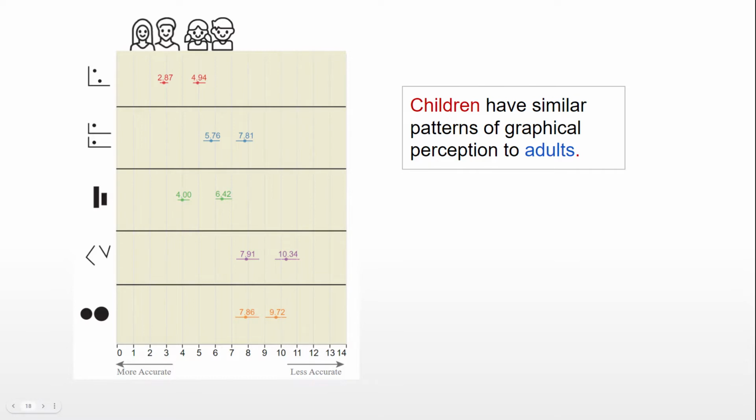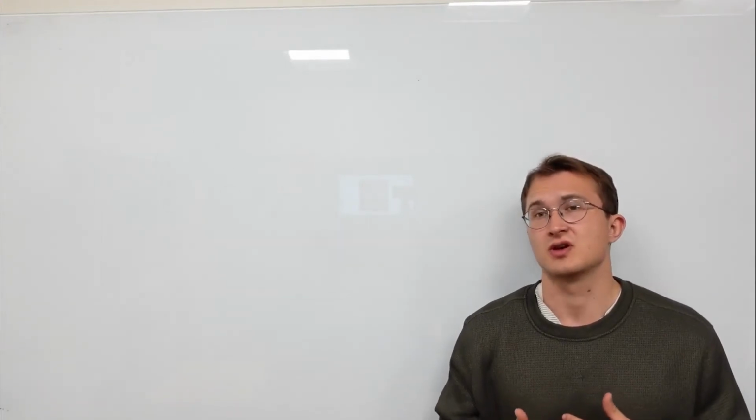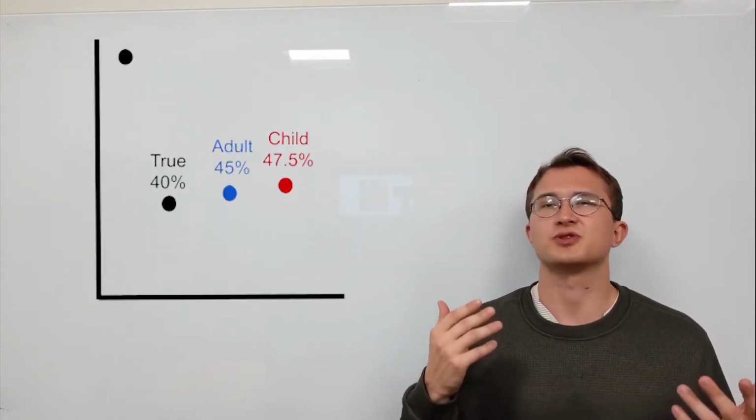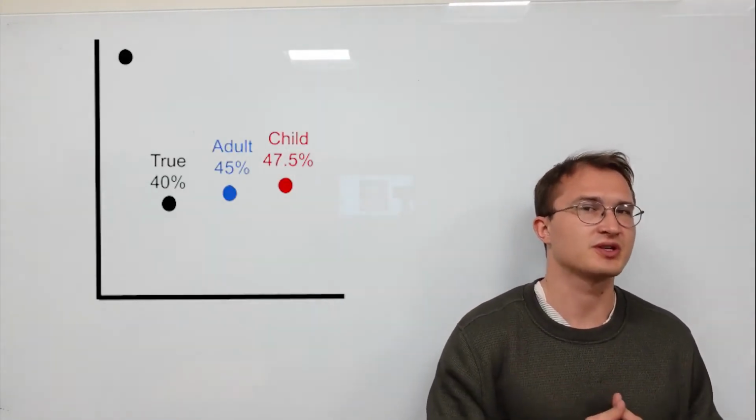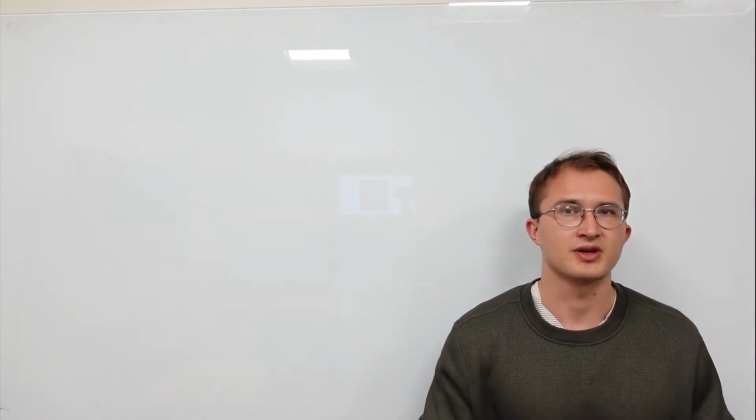Now, how do the children's results compare to the adults? They're similar. In fact, what surprised us is exactly how similar. The children followed the exact same pattern as the adults, but made errors that were about 2.5 percentage points larger on average. For instance, while adults were on average off from the true value by around 5 percentage points, the children would be off by about 7.5 percentage points.